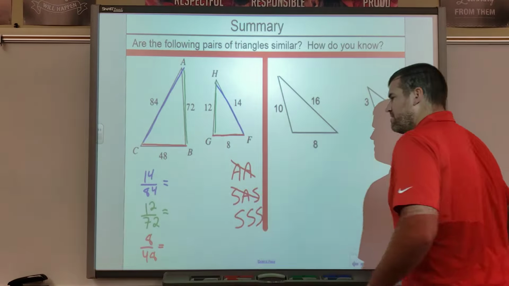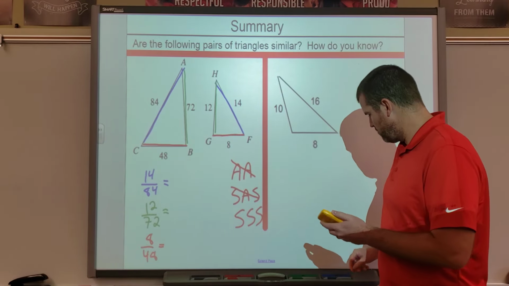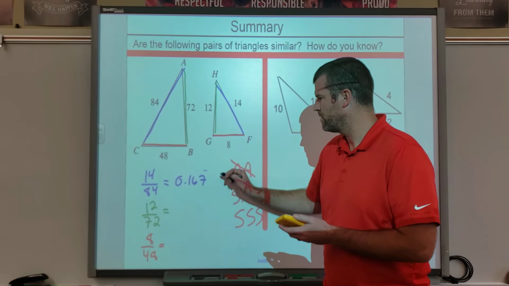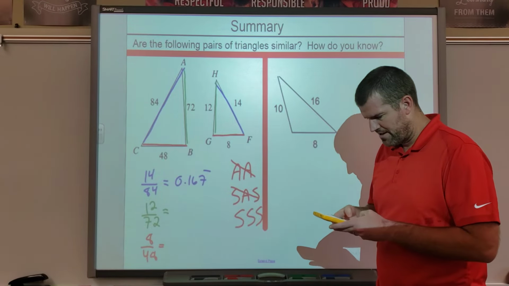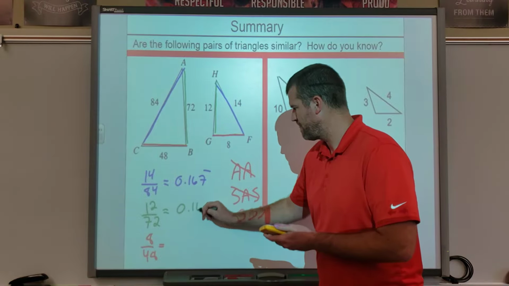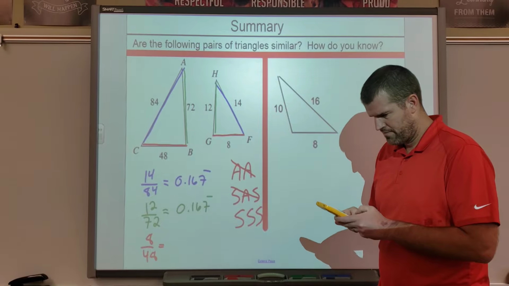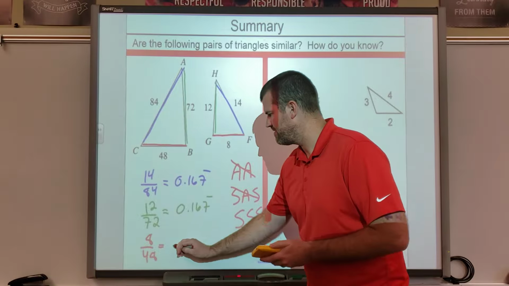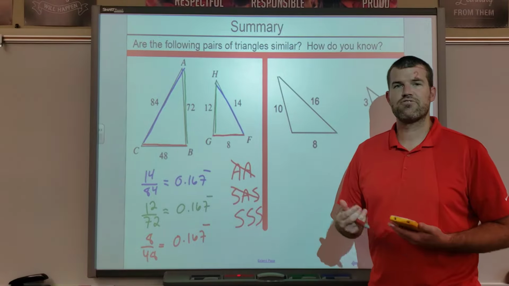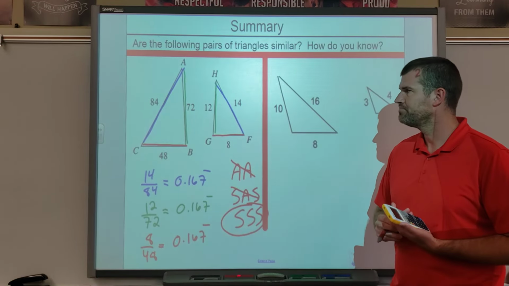So if I divide those, 14 divided by 84, 0.167 repeating, 12 divided by 72, 0.167. And if I divide 8 by 48, I get 0.167. So since all the scale factors are the same, those sides are all proportionate. So we can definitely use side, side, side.